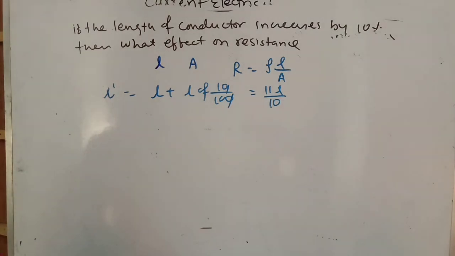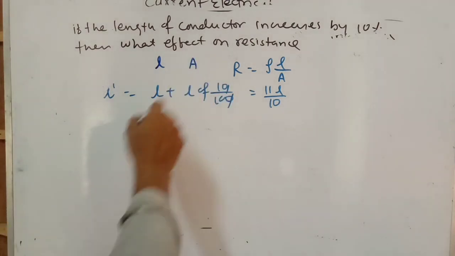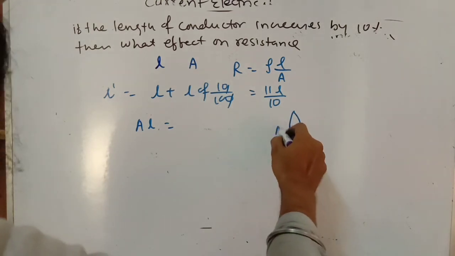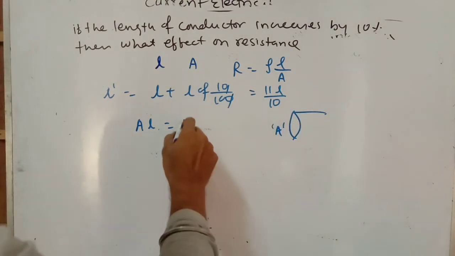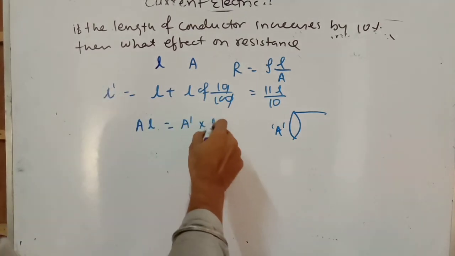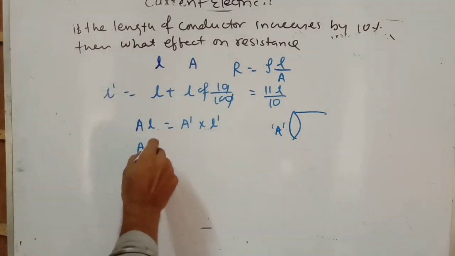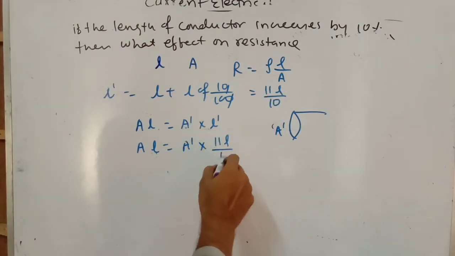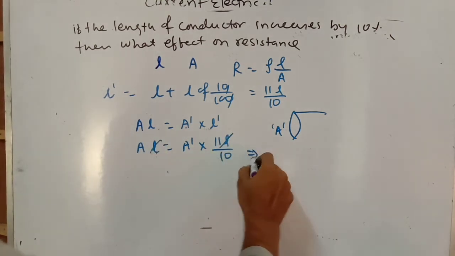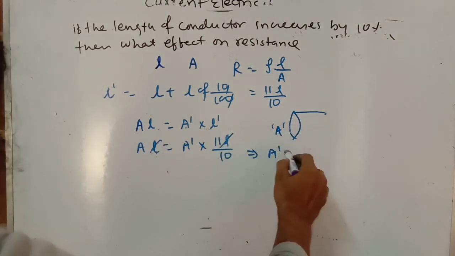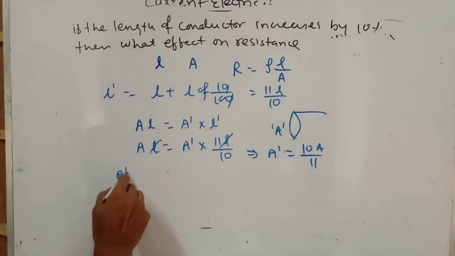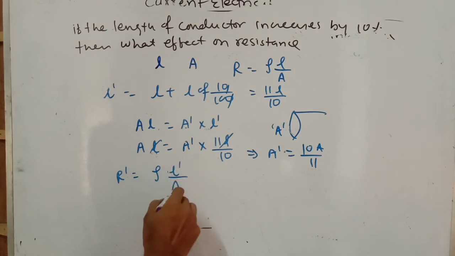Okay, so what is the effect on area? We don't know, but we know that volume is always constant. So the initial volume of the conductor is A into L. For the final volume, we consider the area of the new conductor as A dash, and the length is L dash, which becomes 11L by 10. So here A dash becomes 10A by 11.